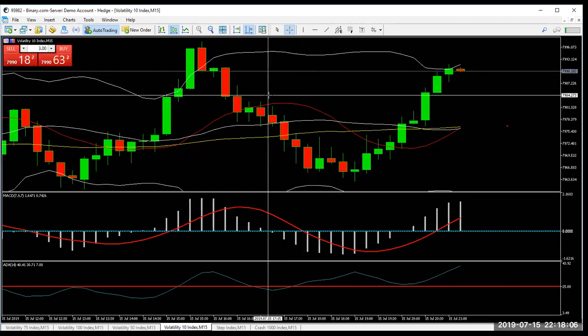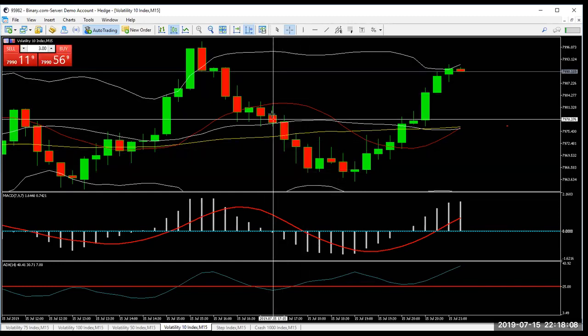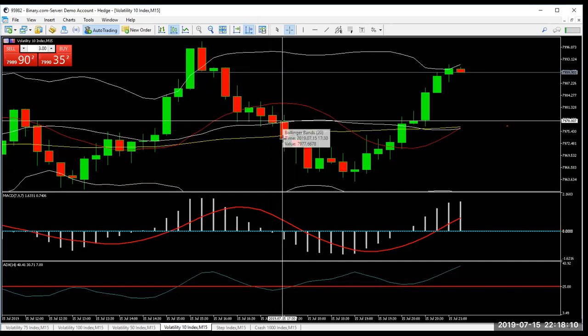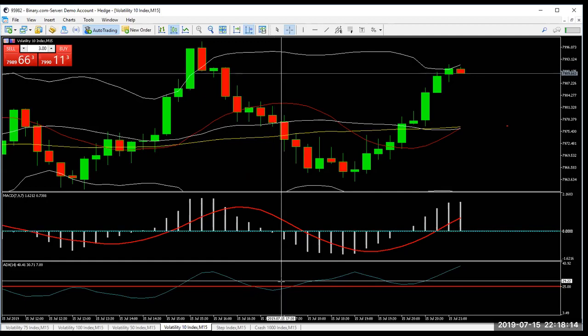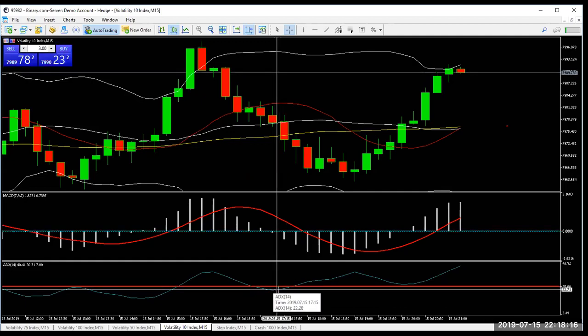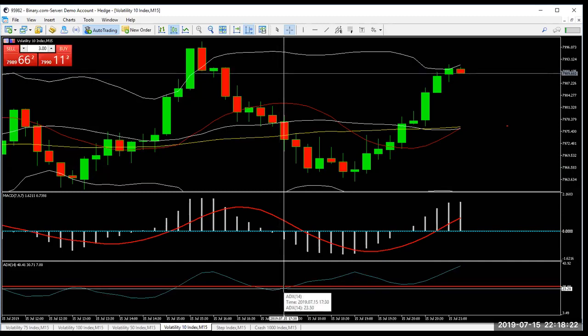In as much as it looked promising, this candle broke the middle Bollinger Band. The MACD here was shrinking, but the ADX was currently below the 25 line. And as such, taking this trade was nothing but a gamble. Do you understand? Taking this trade was nothing but a gamble.